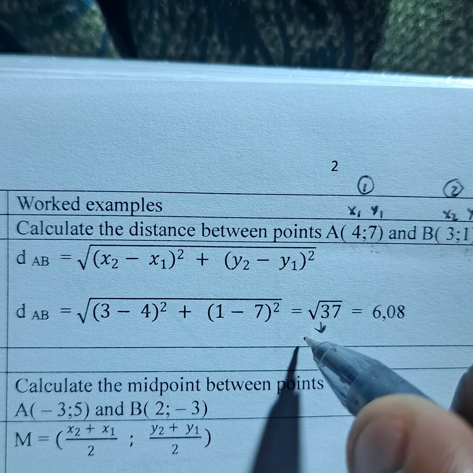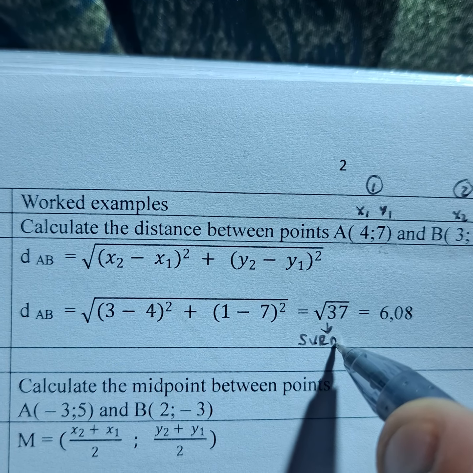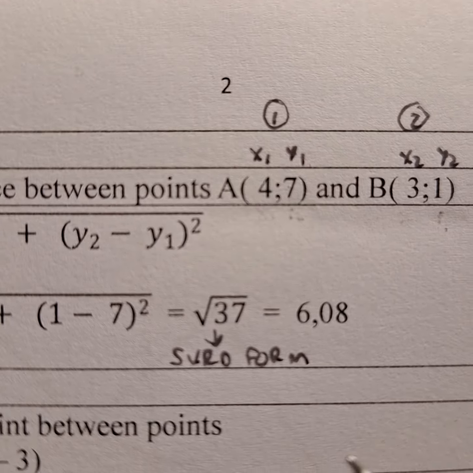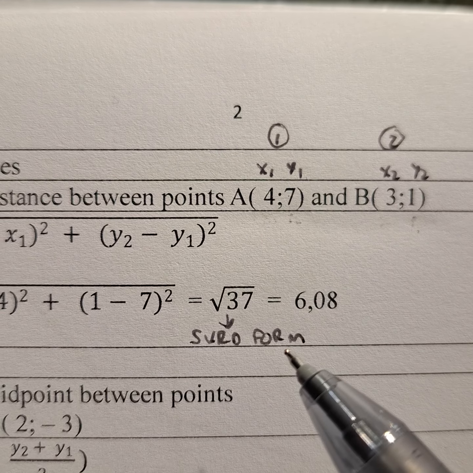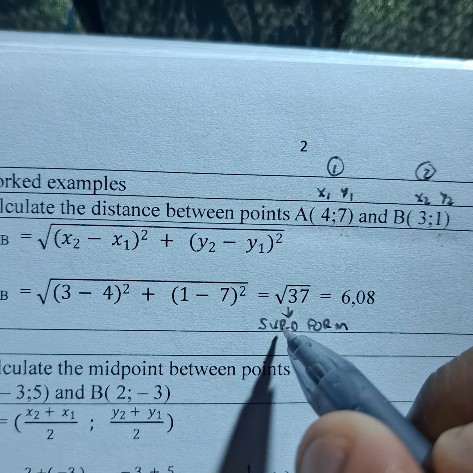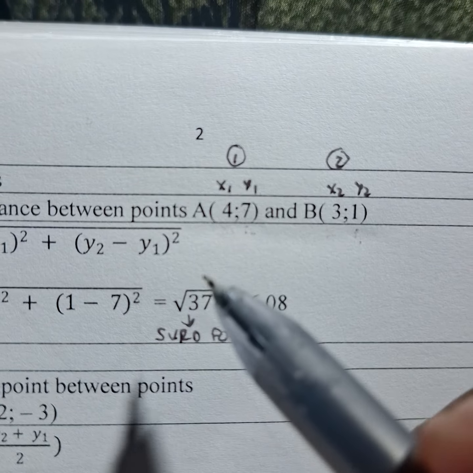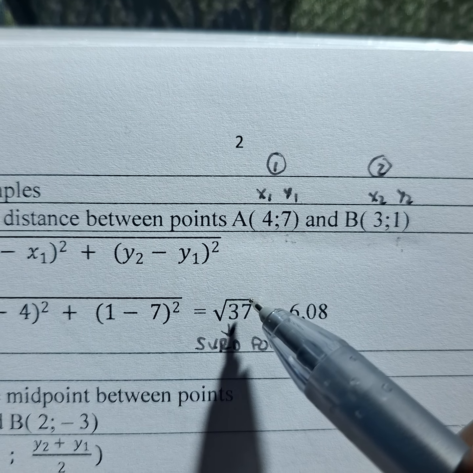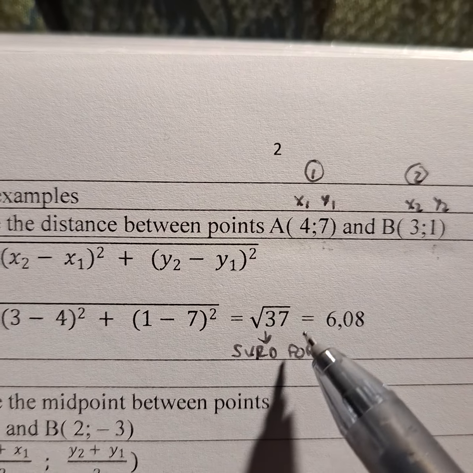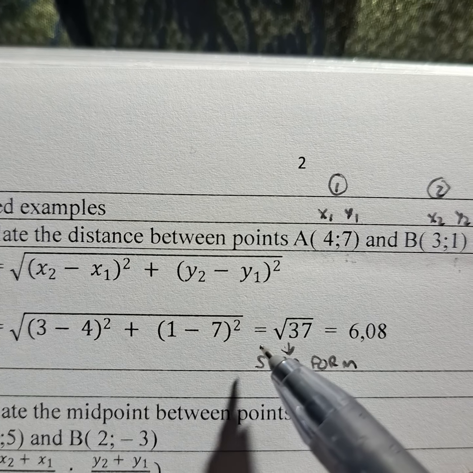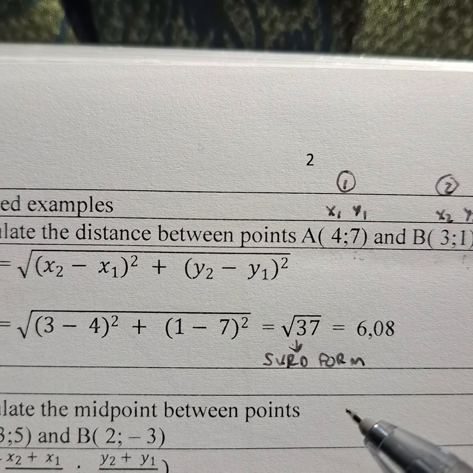Guys, this here is referred to as surd form. There are cases where they say in your particular question, leave your answer in surd form. This simply means that your answer should have a square root in it. So therefore, the square root of 37, if we were asked to leave our answer in surd form, we leave it as the square root of 37.